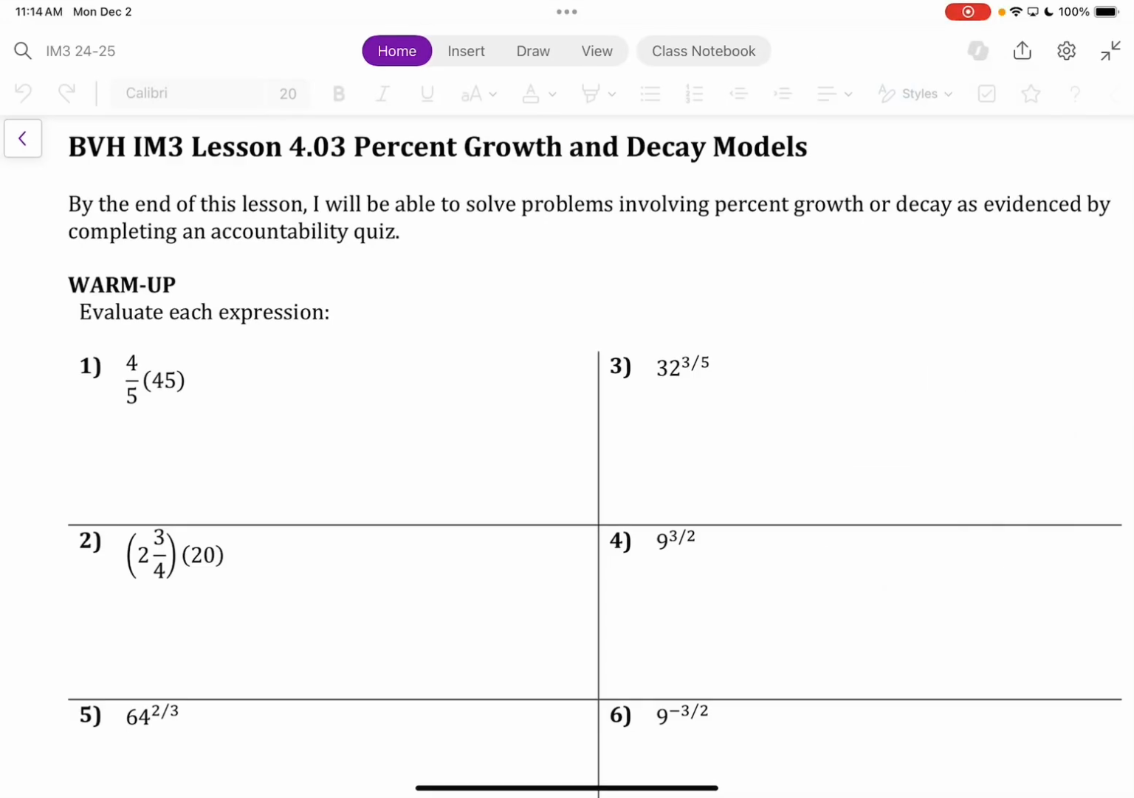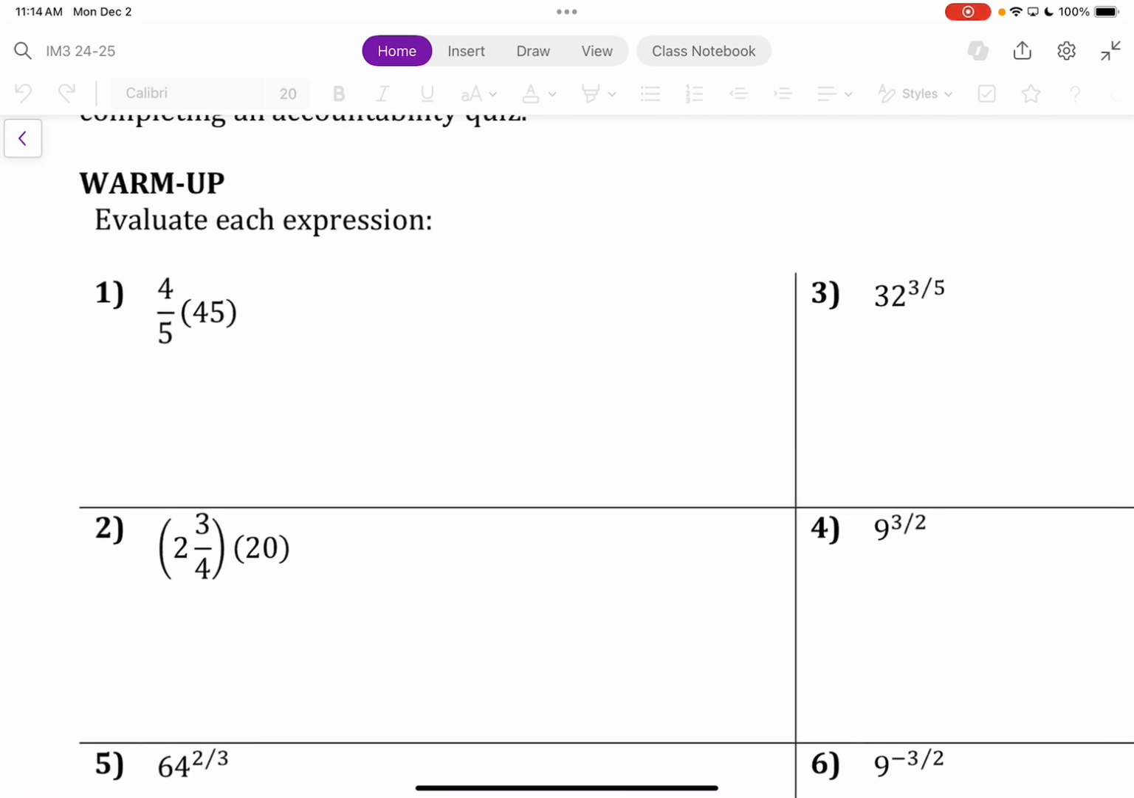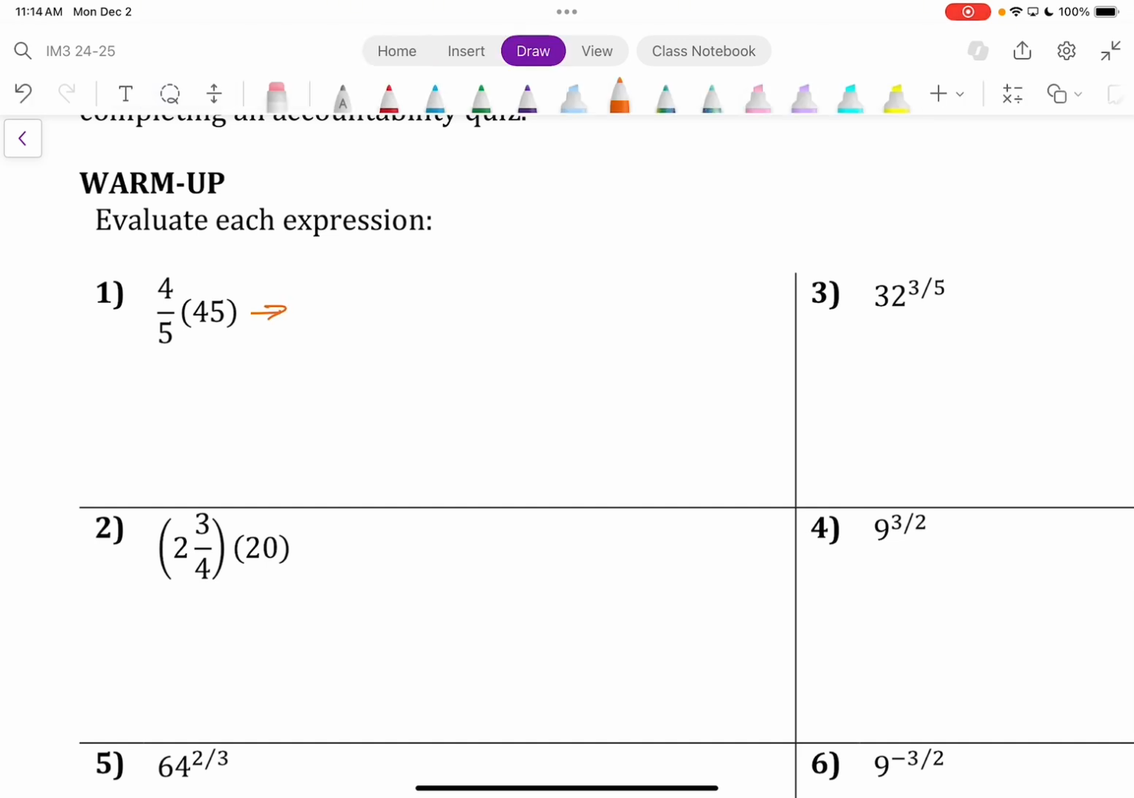So like I said, we'll be going over percent growth and decay models in this lesson, but let's begin by looking at the warm-up. Some of these were different approaches that you had to use. For example, the first question is fractional multiplication, 4 over 5 times 45. Keeping in mind that 45 is a whole number, 45 has a denominator of what? Of 1. So this is 4 over 5 times 45 over 1. Sure, you can multiply it straight across.